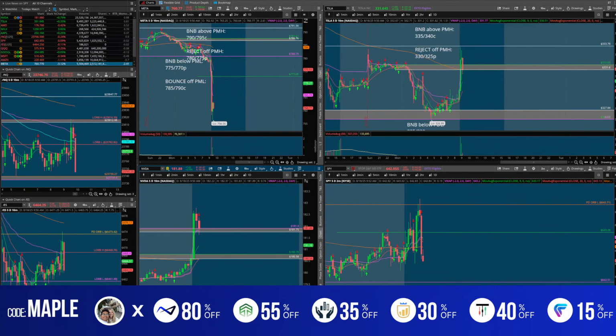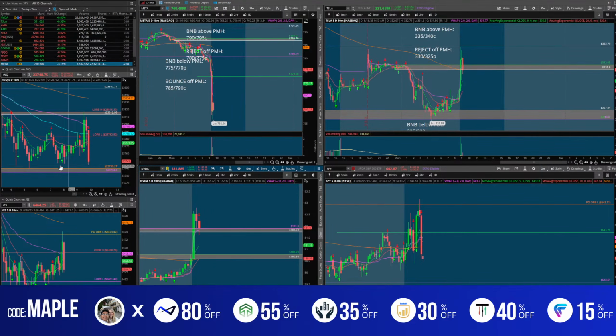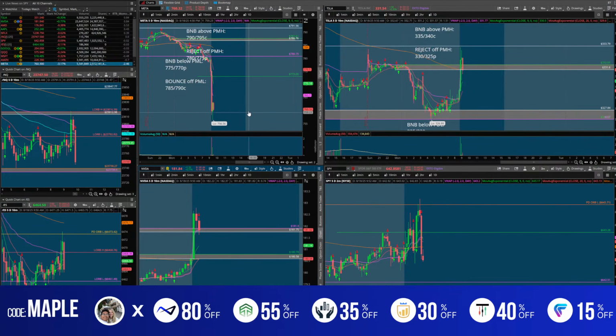Previous day low rejection there too. This is like that buyer's territory here too. I mean, they could flush it. I'm not saying to go long.